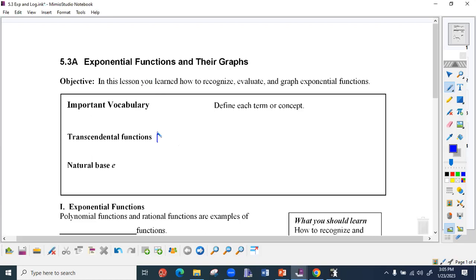However, now we're working with functions that are not algebraic. The next thing we're going to reiterate is the natural base e. E is almost 2.718.